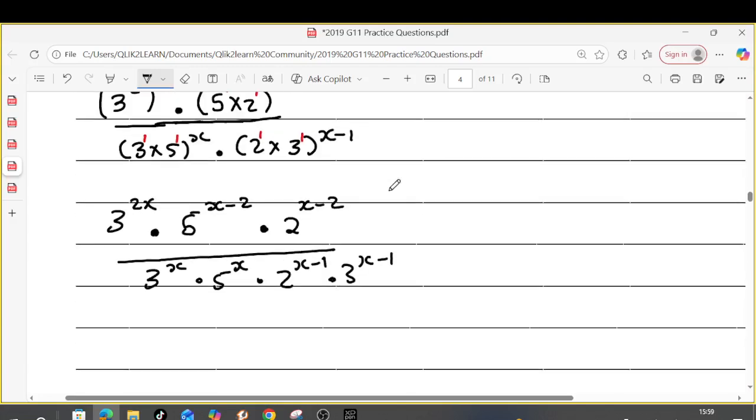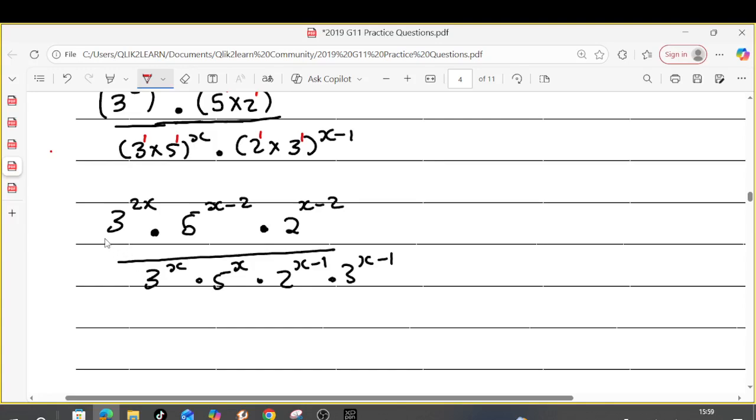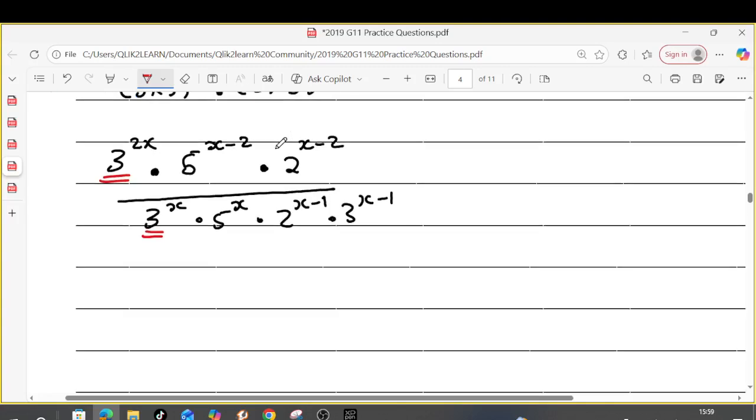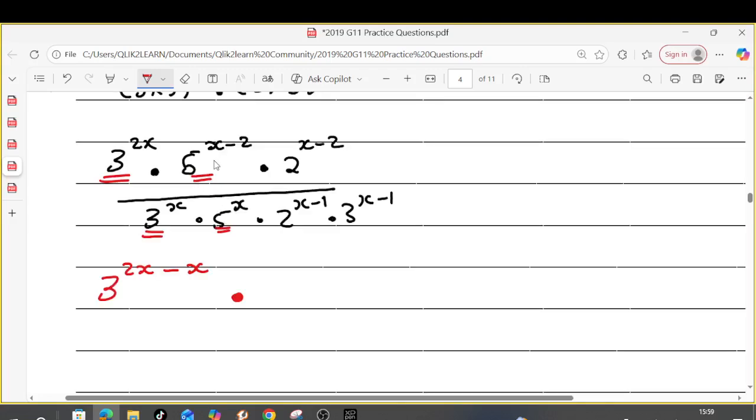Can we please not waste time? You know what I'm going to do? Let's start with the 3. We have 3 on top and 3 on bottom. So the bases are the same. We are dividing the same base. What do we do to the exponent? We subtract the exponent. So this will be 3 to the power the 1 on top, we minus the exponent of the 1 on bottom. Multiplied by, we go to 5. We have 5 on top, 5 on bottom, which will give us what?